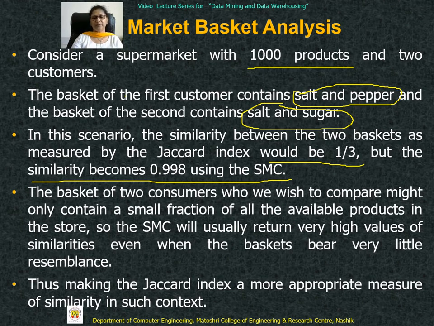In case of the Jaccard index, we consider only the mutual 1, 1. That is where the item is present in one of them or both of them. This is why we should use the Jaccard index, which is more appropriate in such a case.